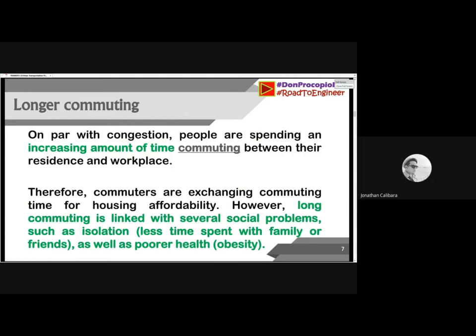Okay, here, we call it the affordability of housing. Meaning, for example, this is so practical. Actually, I like this. I choose this one because it's so practical.